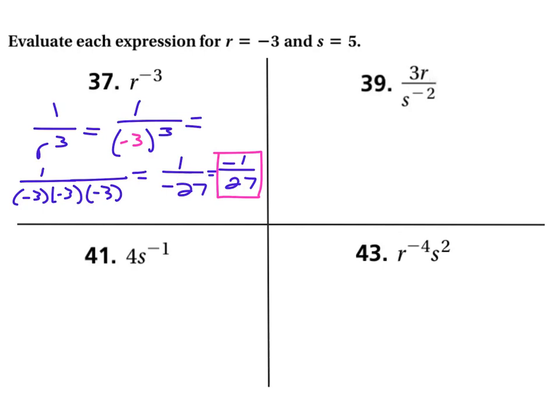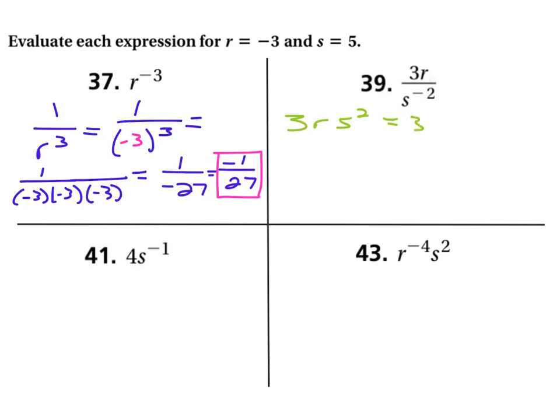39. You see this s to the negative 2 right here? That negative 2 is going to jump that to the numerator. So we're going to have 3r on top, and we're going to jump s now to the positive 2 because we used up that exponent in the jump. And now we have over 1, and we really don't need to write over 1. Okay? So now we have to evaluate it.